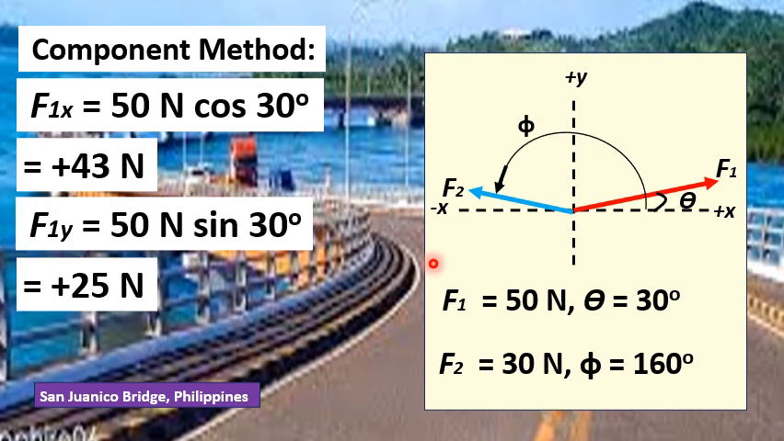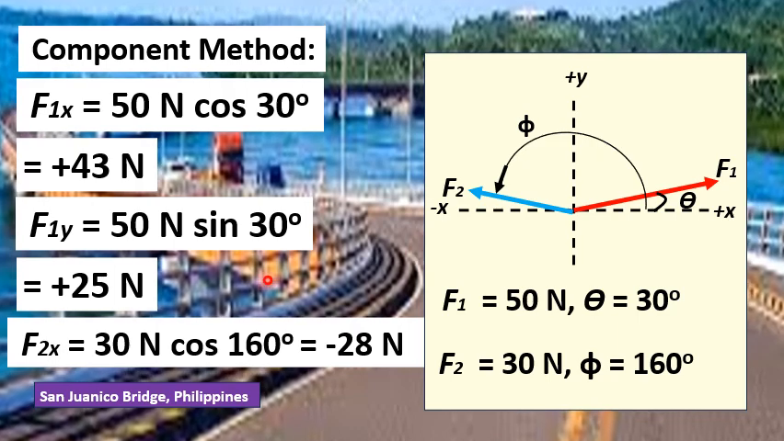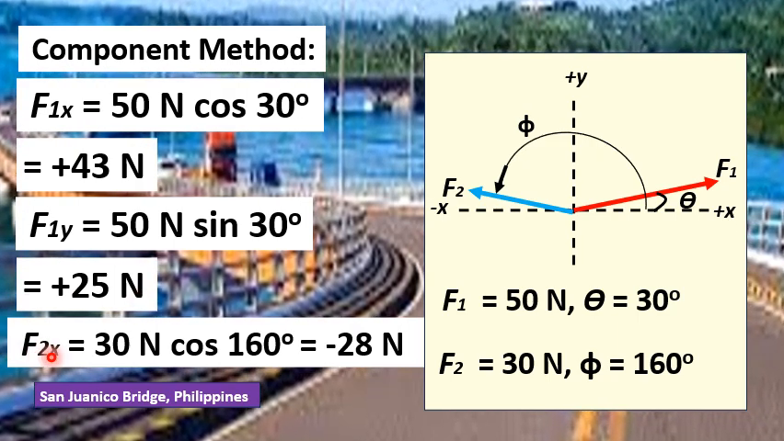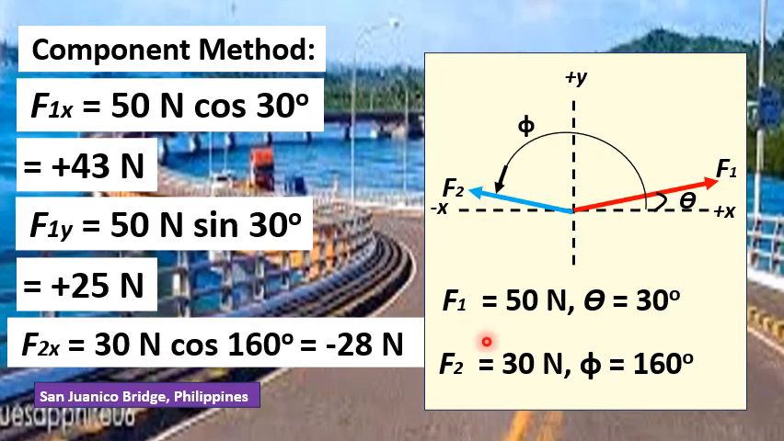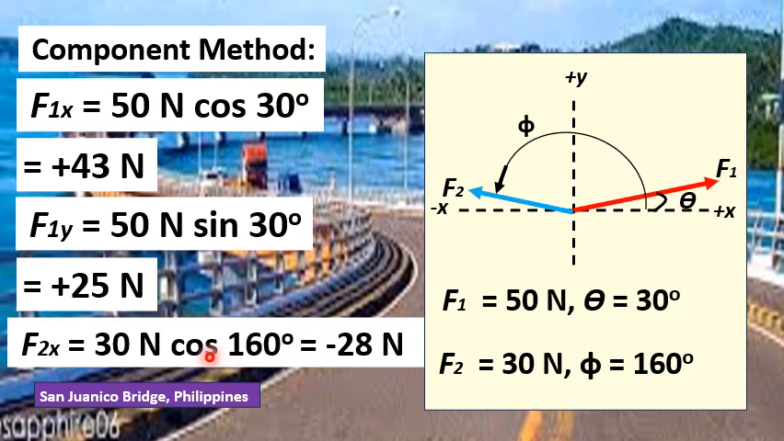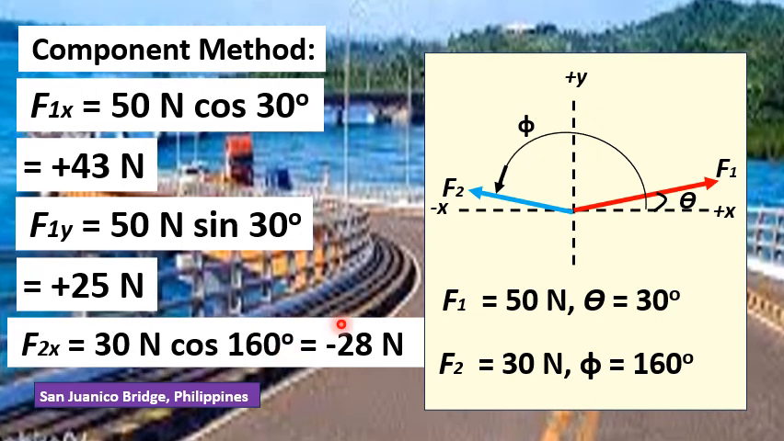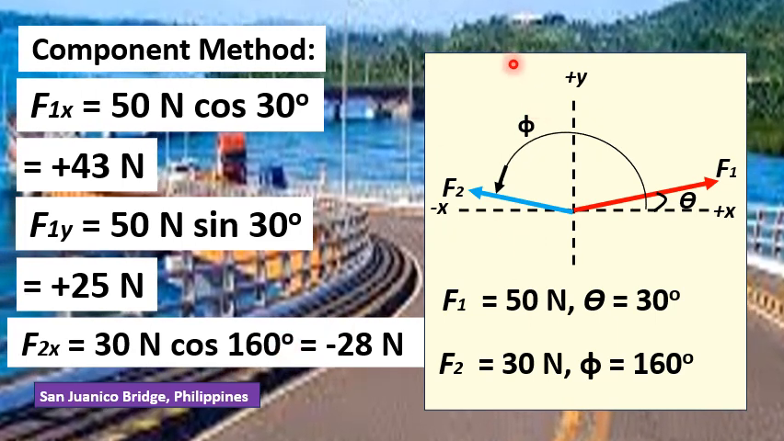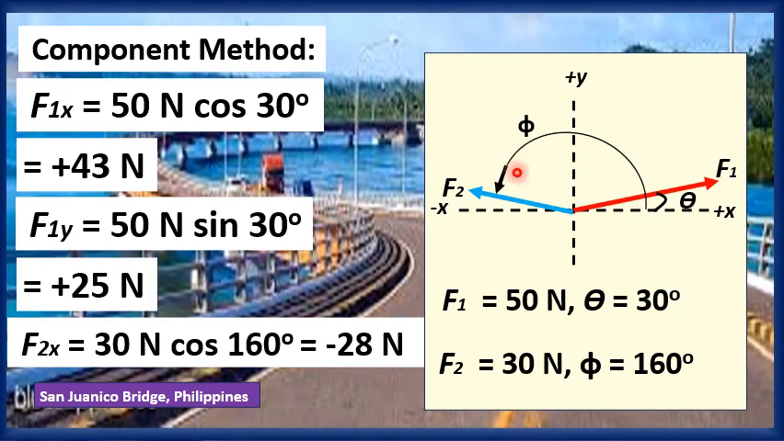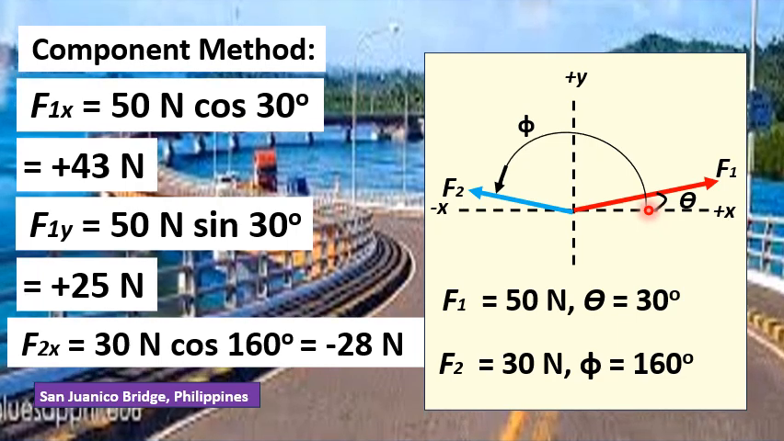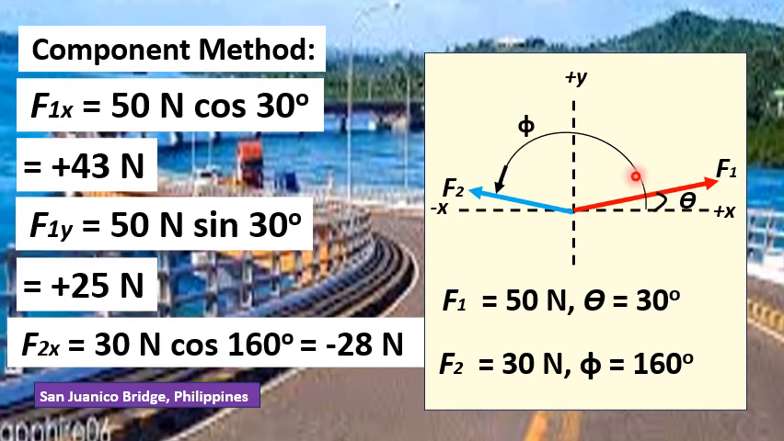Similarly, for the force F2, its x component, labeled here as F2x, can also be determined by multiplying F2, which is 30 newtons, and again, the cosine value of the angle phi, which is 160 degrees. The angle phi is measured from the positive x-axis in the counterclockwise direction.